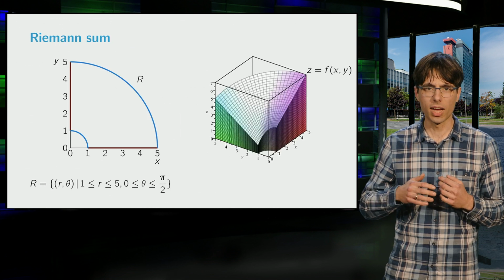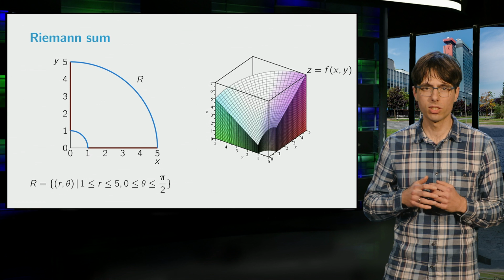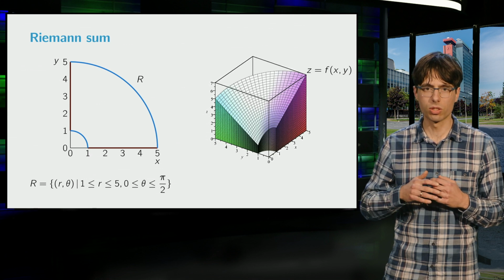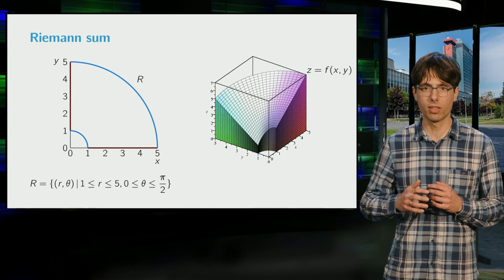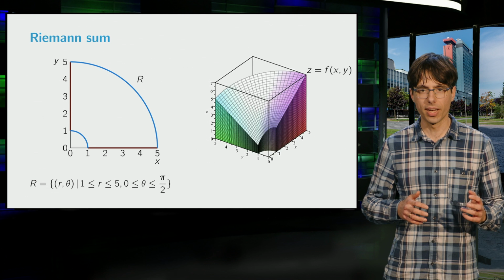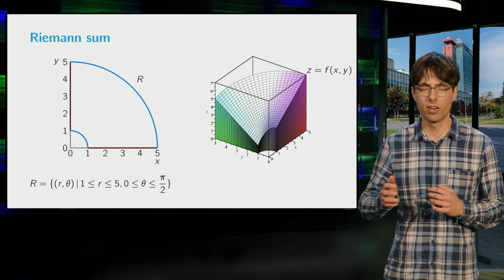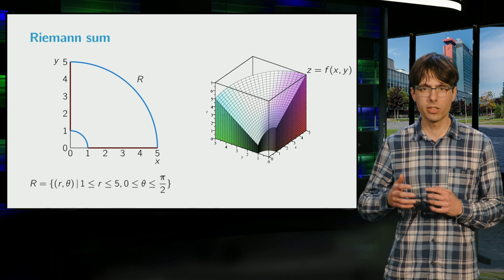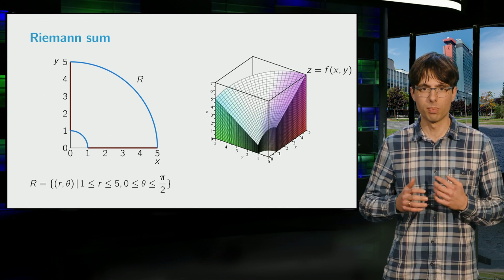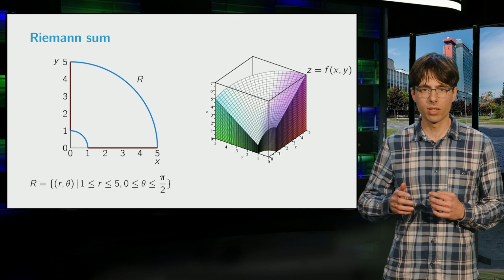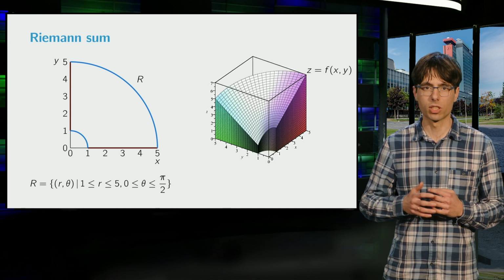Since you have now seen how to describe regions in polar coordinates, let's see if we can also use them for computing double integrals. Consider the following region R. This is an example of a so-called polar rectangle, since the radius r ranges between the fixed values 1 and 5 and the angle theta between the fixed values 0 and pi over 2. In order to express a double integral over this region as an iterated integral in polar coordinates, we will take a look at the corresponding Riemann sum.